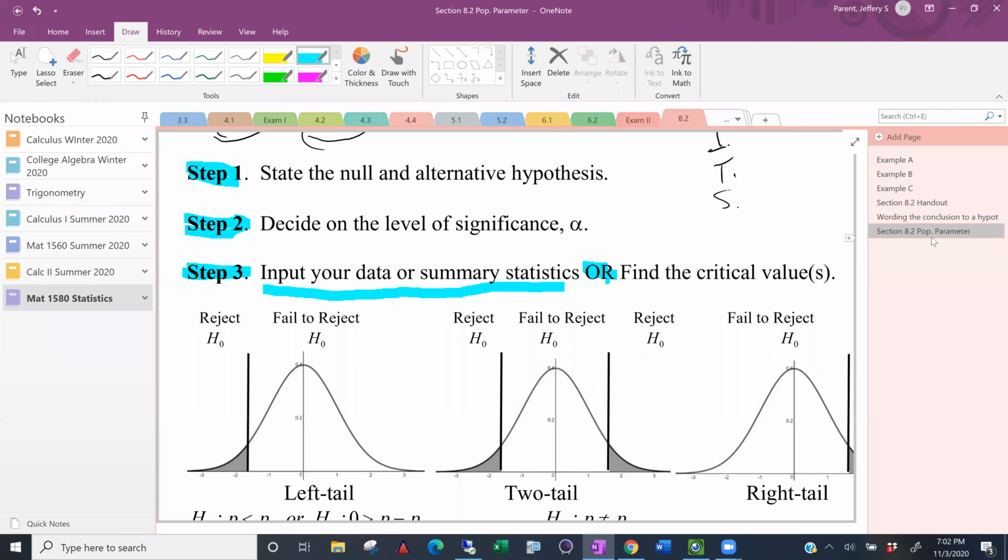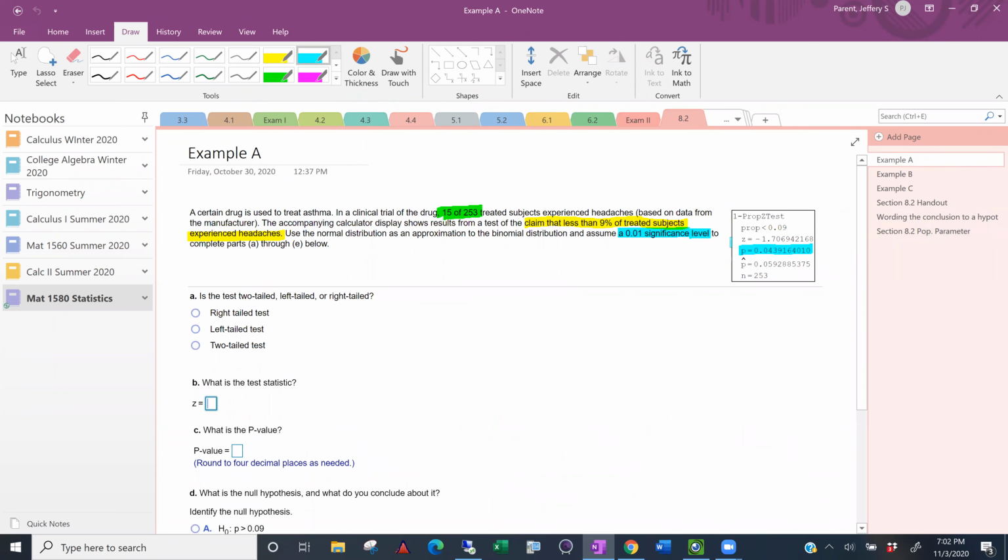Step 3 is to input your data or summary statistics. Well, that's already been done for us because we've actually already got the output from that data. That's up in the problem, up here in this little box. So there's your data, and I'll circle it in purple. Okay, so based on this, we can jump to step 4.